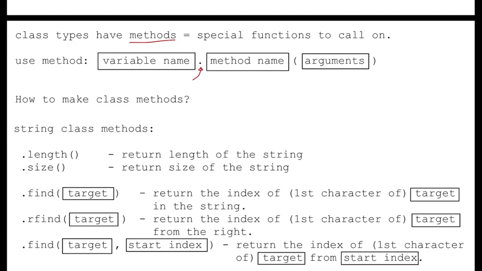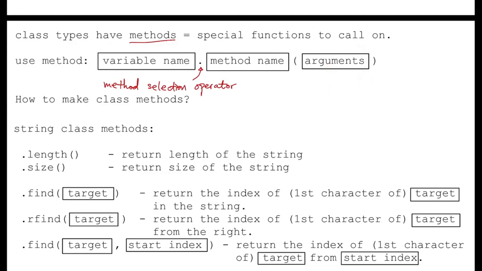This dot is called the method selection operator. You use this dot to select which method or function you want to use in that class. And then you will have parentheses just like a function, and you provide whatever arguments or input you need for that method.